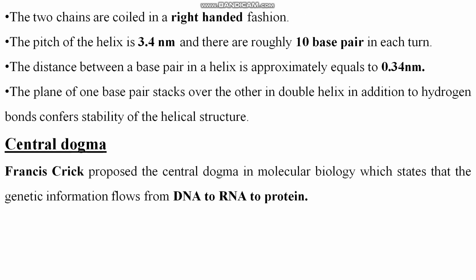The two chains are coiled in a right-handed fashion. Remember, students, the DNA is coiled in a right-handed manner, right? So the coiling is right-handed. The pitch of the helix is 3.4 nanometer, and there are roughly 10 base pairs in each turn, right? What is the pitch?